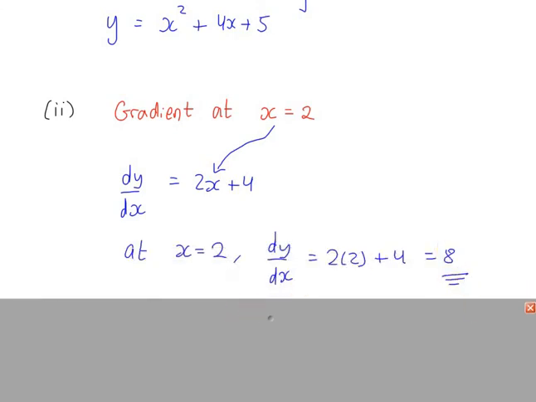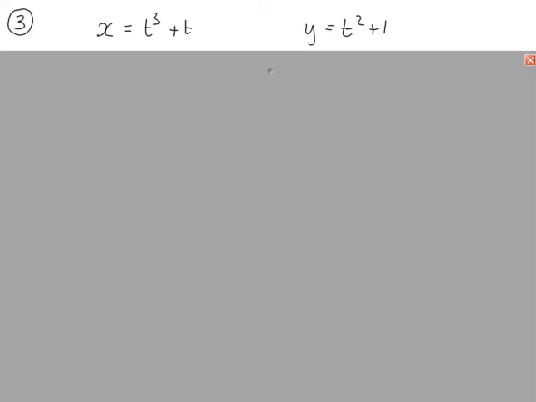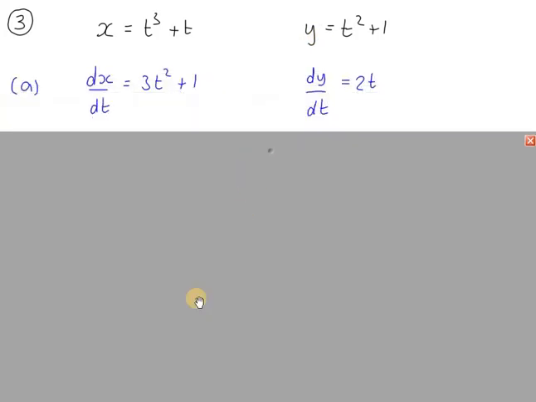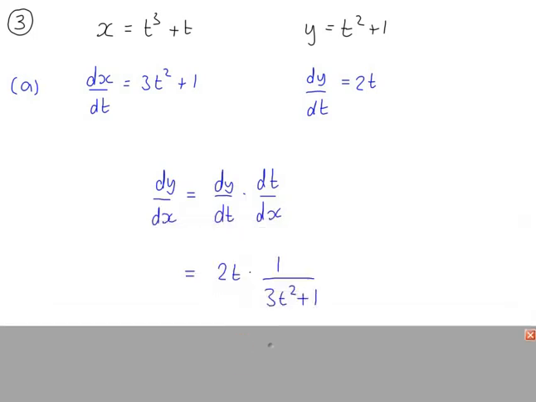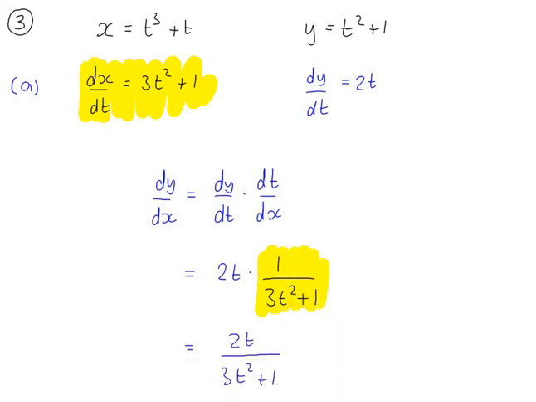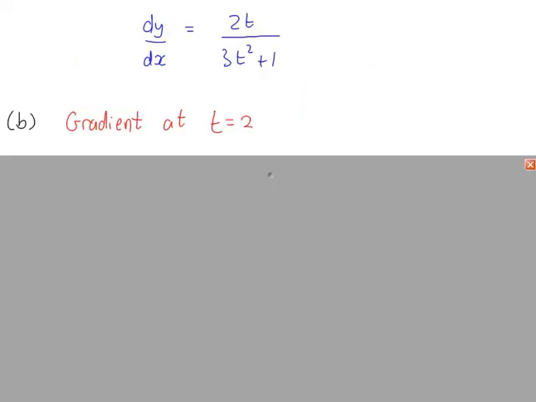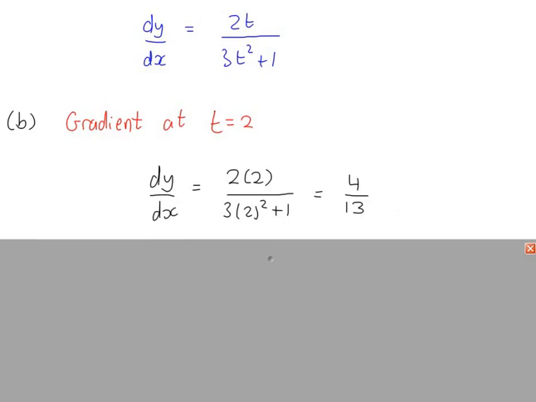The gradient's 8. Example 3, we're looking for dy by dx, so we differentiate both of these parametric equations. Then we use the chain rule. Again, that's dx by dt, and if you flip this over, you get 1 over 3t squared plus 1. Simplifying, the gradient when t equals 2 is 4 over 13.